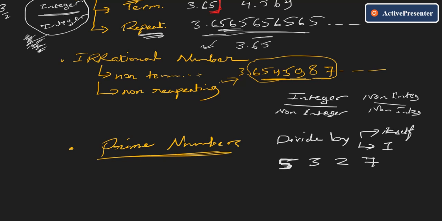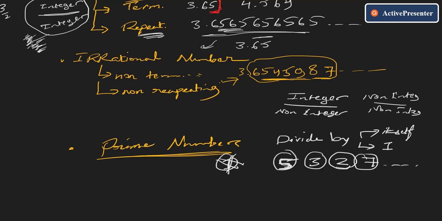You cannot say 1 is a prime number. 1 is not a prime number. Okay? So it is greater than 1, and can be divided only by itself and 1. This is the prime number.